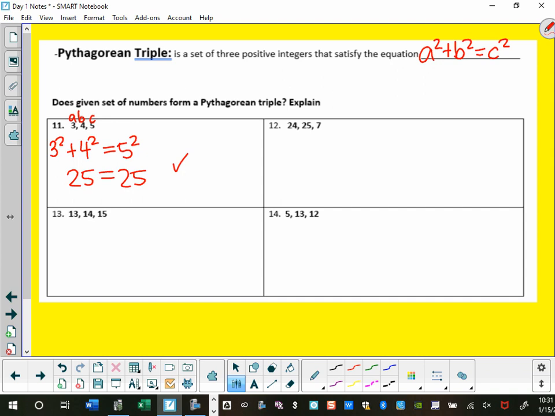Let's look at number 12. Joseph, out of 24, 25, and 7, which one is my hypotenuse? 25. So this is C. And so we can say A is 7, B is 24. So my equation is 7 squared plus 24 squared is equal to 25 squared. In your calculators, type in 7 squared plus 24 squared. Just type it all in together.